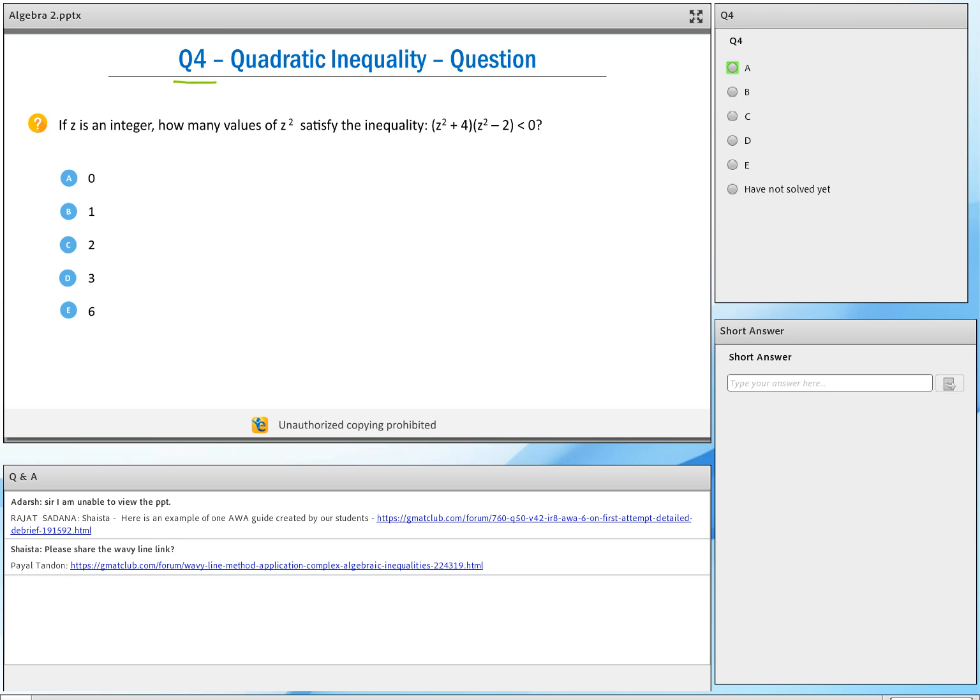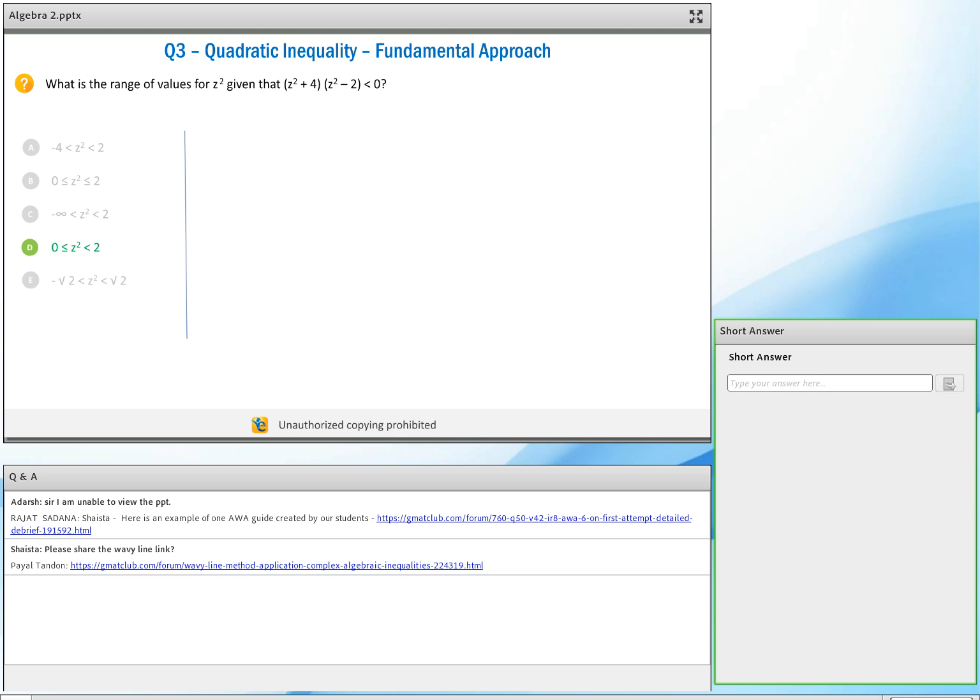All right then, last 10 seconds. I'm going to end the poll now. Okay, let's look at your responses. Let's solve the previous question, question number 3, and let me bring back your responses here.